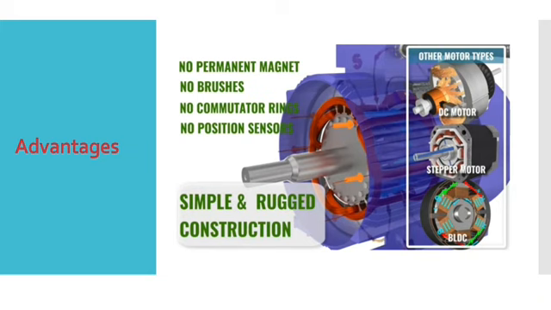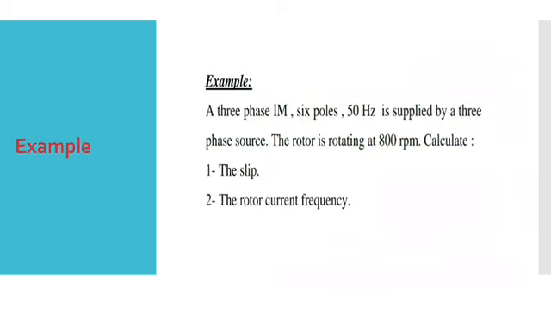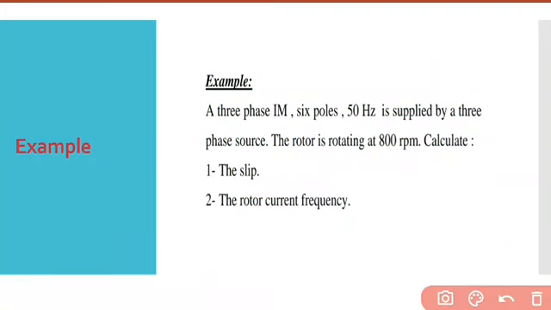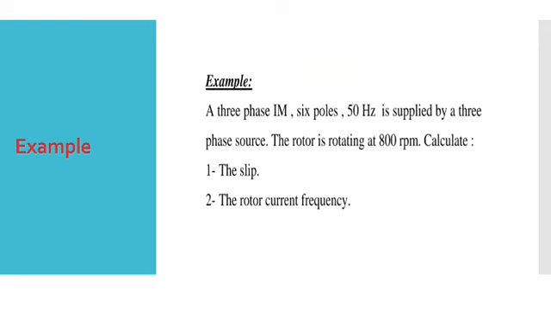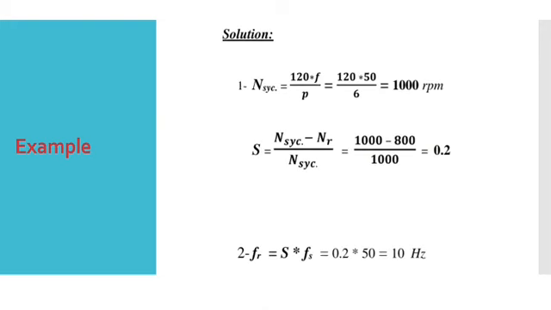Finally, we will see one example regarding the induction motor. The example says that a three-phase induction motor having 6 poles and 50 hertz is supplied by a three-phase source. The rotor is rotating at 800 rpm, and we have to calculate the slip and the rotor frequency. To calculate the slip and the rotor current frequency, we have two equations. I have already provided the solution of this example as well. Two things we have to find: the slip and the rotor current frequency.